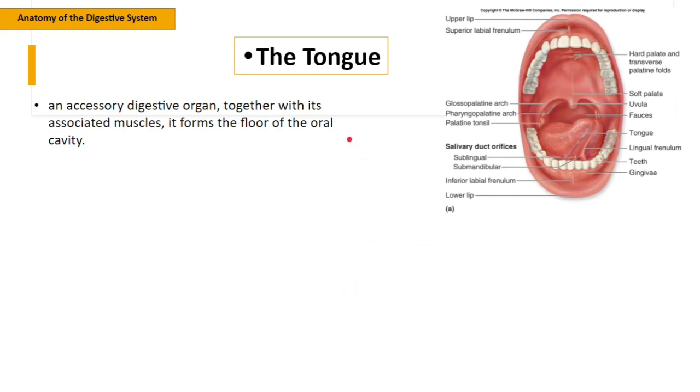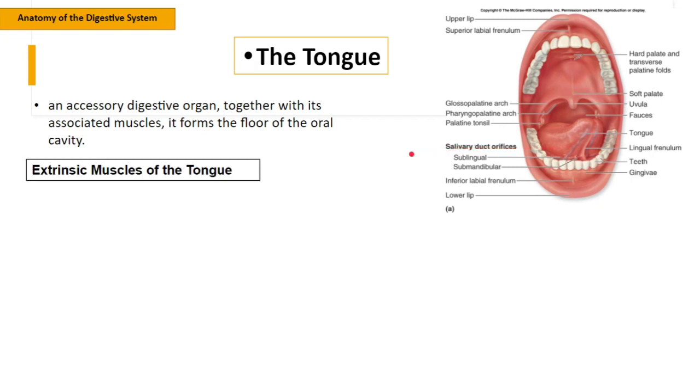Next, another organ of our digestive system is your tongue. A tongue is an accessory digestive organ only. Together with its associated muscles, it forms the floor of the oral cavity. So, our tongue, yung dila po natin. Our tongue has extrinsic muscles and intrinsic muscles.